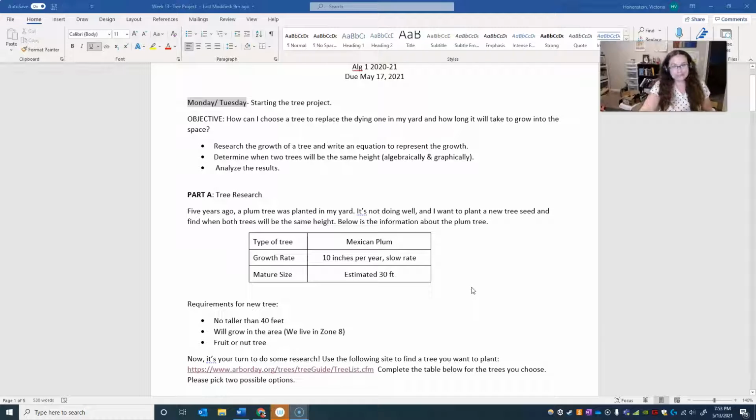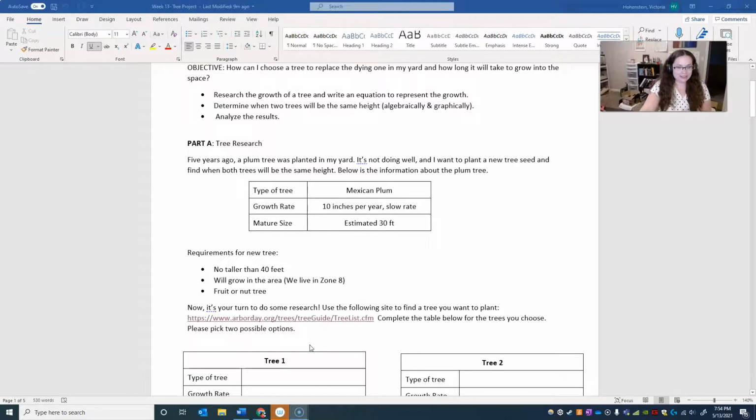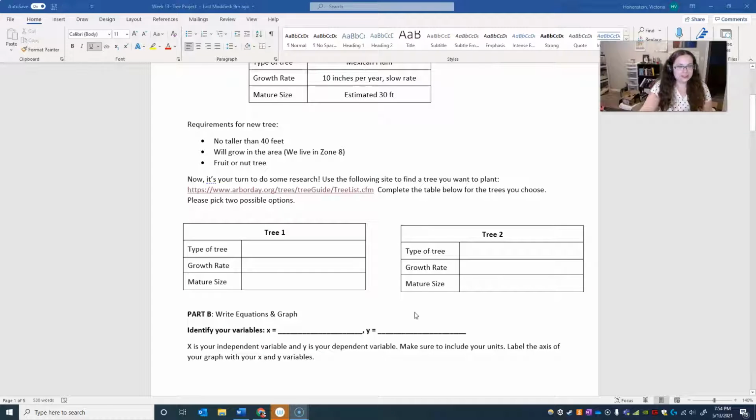The new tree, what I'm looking for, is no taller than 40 feet. I have other trees in the area and don't want them shaded. It will grow in our area. We live in Zone 8, and it is a fruit or a nut tree, because I like to feed myself and my neighbors and the wildlife with the things that I plant. So what you're going to do is go to the Arbor Day website linked here, and find 2 trees that fit this criteria, and put their information here.